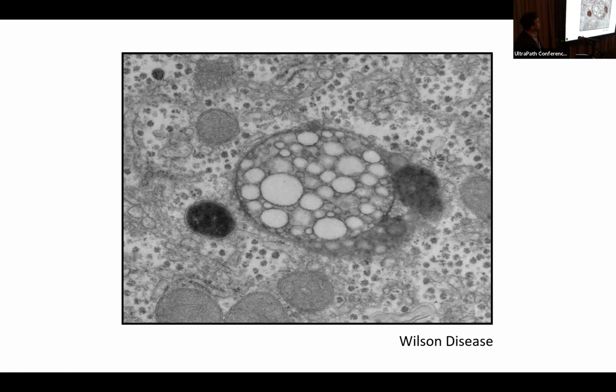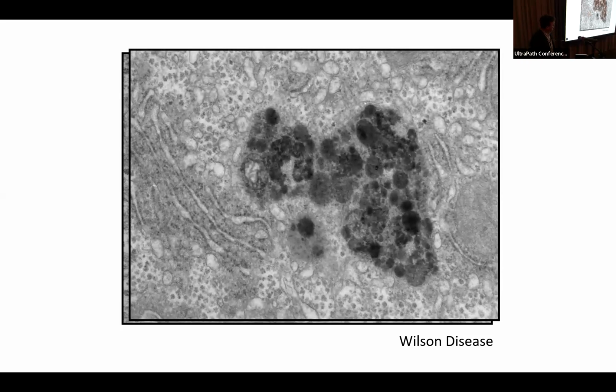In this case, we had a pair of twins that both had Wilson's disease, and we worked up the liver biopsy from one sibling, and that's what their lysosomes look like. And these are the lysosomes from the other sibling. So even those aren't completely reliable for diagnosis.